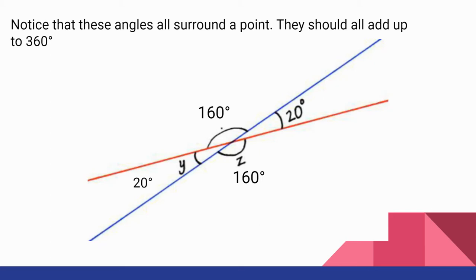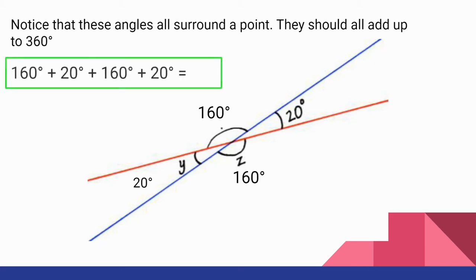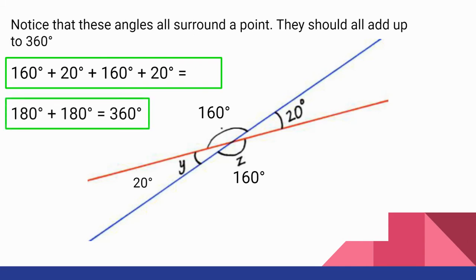So let's make sure, first of all, that all of these angle measures add up to 360. So we have 160 degrees plus 20 degrees plus 160 degrees plus 20 degrees. And let's add up our 160s and 20s to get 180 degrees plus 180 degrees, because those are the measures of our straight angles. And sure enough, they add up to 360 degrees. So all of our angles that surround a point should always add up to 360 degrees.